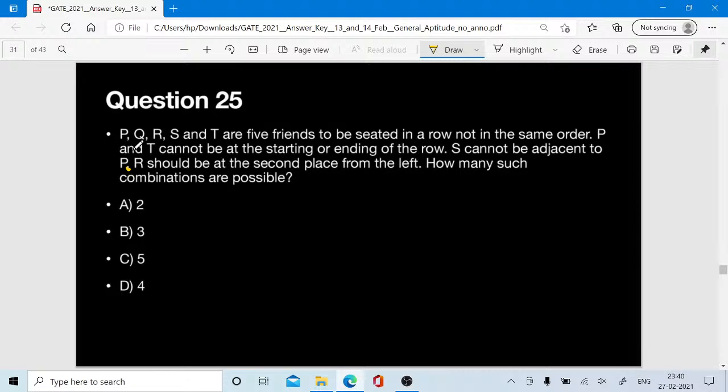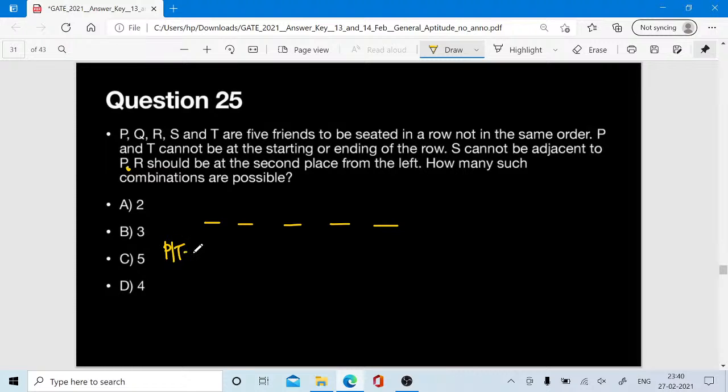Okay, yes, how many such possible combinations can you obtain here? The thing is, P and T cannot be at the starting or ending of the row. So 1, 2, 3, 4, 5. P and T, I cannot have them at the starting or ending, so P and T can come in only these two places.